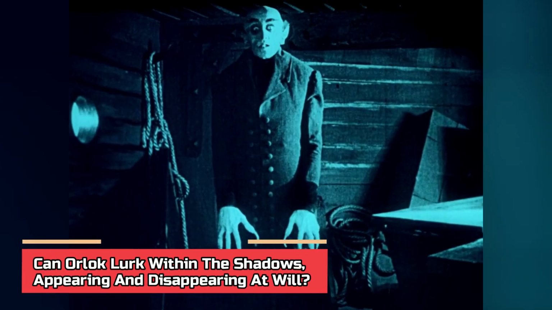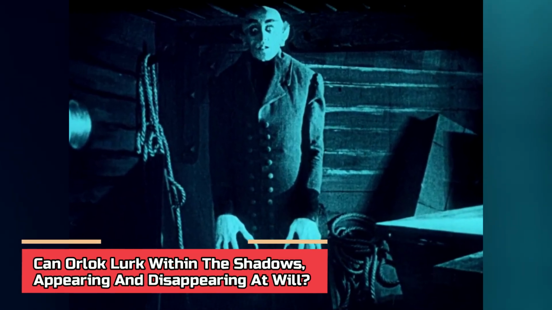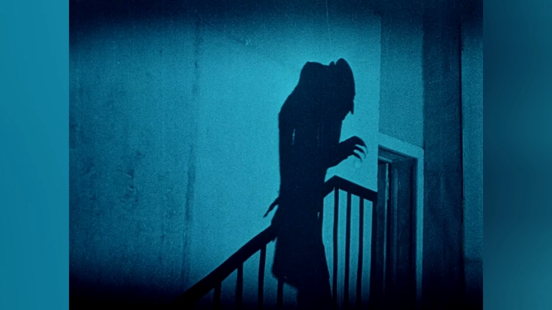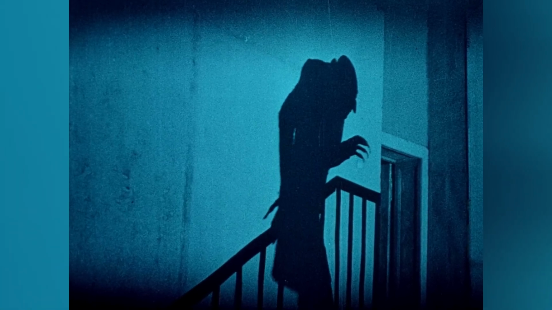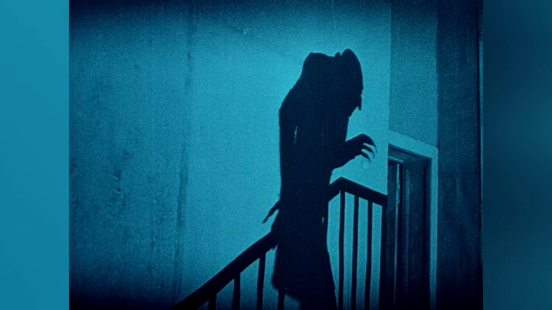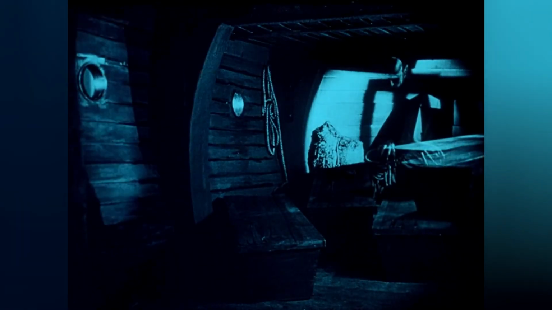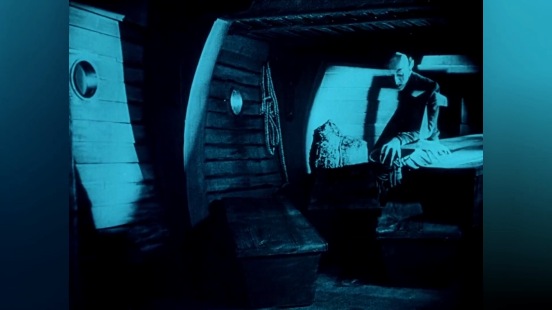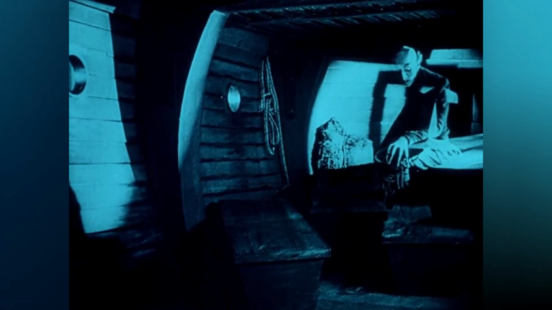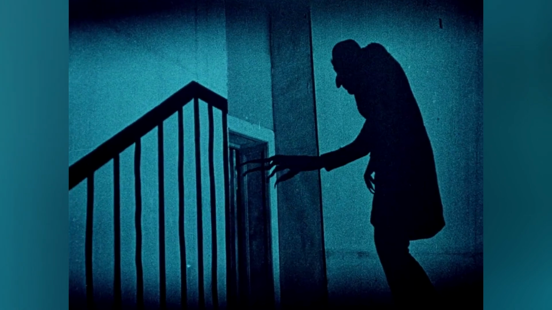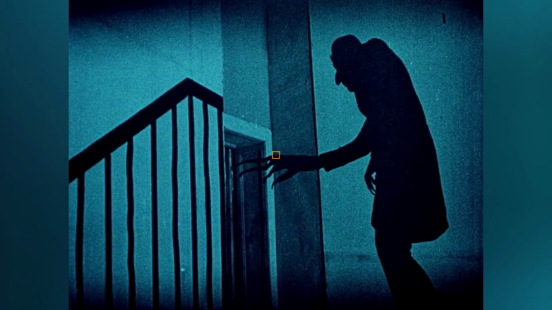Can Orlok lurk within the shadows, appearing and disappearing at will? Orlok was well known for moving around sneakily, and he also had the ability to vanish from sight. In a couple of scenes from the film, Orlok turned invisible in plain sight, leaving his victims or opponents in utter confusion over his existence. In one of these instances, Orlok embarked on a journey to Wisborg on a ship where he concealed himself from a sailor by using this ability. He was often described as a creature of light and shadows, which further emphasized his ability to lurk in the darkness and appear at will.